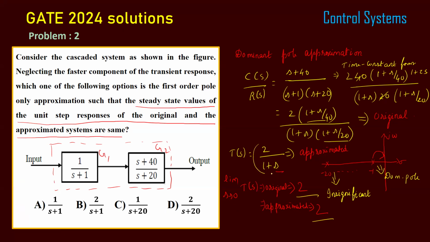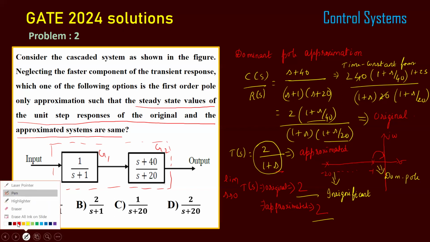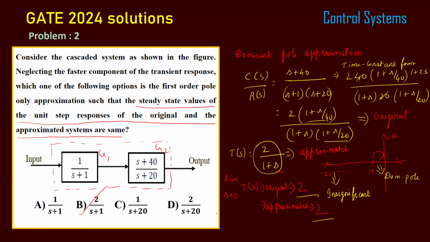So the final approximated transfer function is 2 by 1 plus s. Okay. Now observe the options. Option B is the correct one for the given problem. After approximation, the transfer function will be 2 by 1 plus s. Okay. Let me move to the next problem.